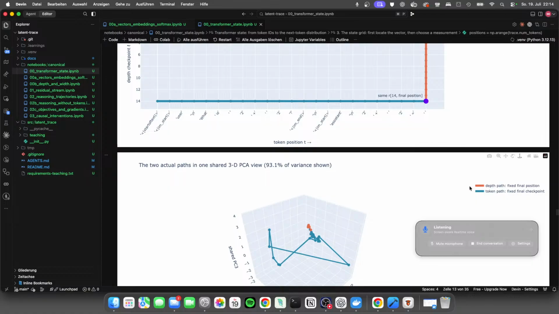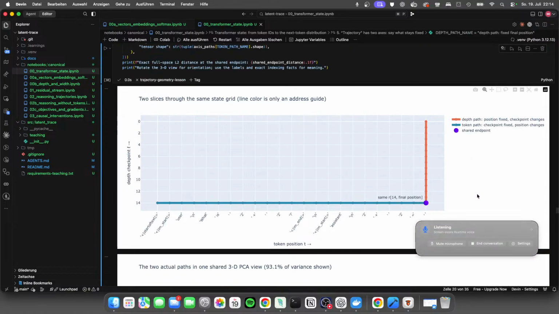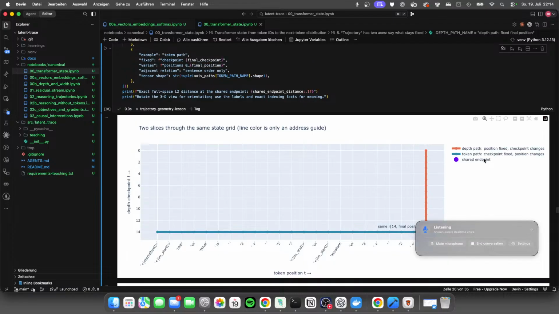And this is basically showing us what you said, that you can change direction by the token path, by adding more tokens, or by the depth path, going through the layers. Is that what this is trying to tell us?